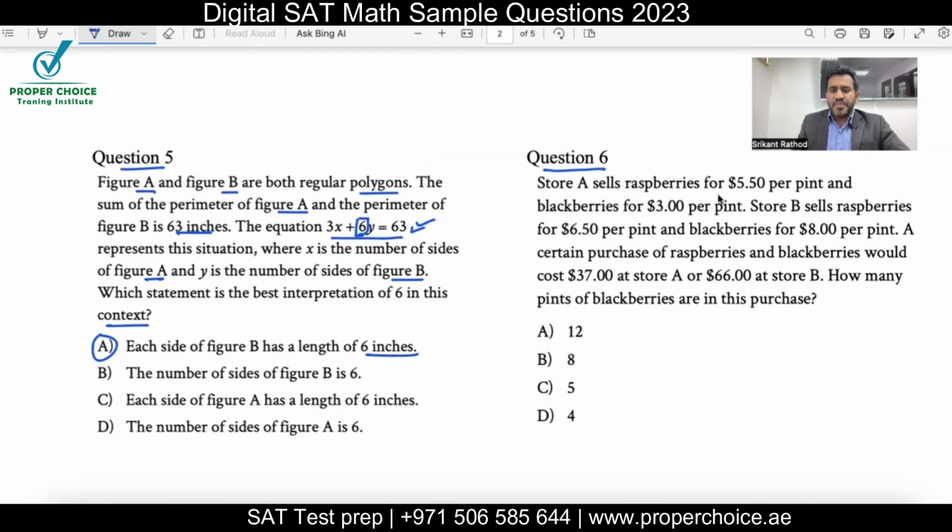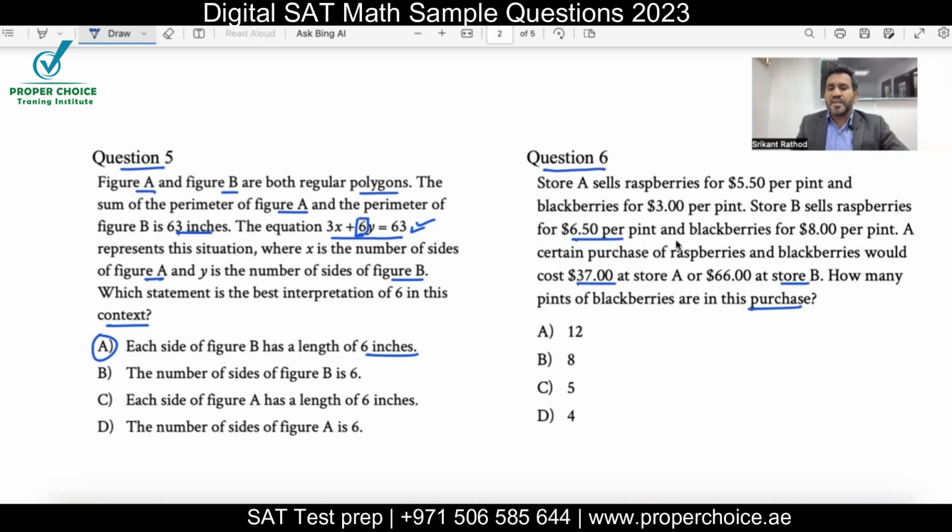Store A sells raspberries for $5.5 per pint and blackberries for $3 per pint. Store B sells raspberries for $6.5 per pint and blackberries for $8 per pint. A certain purchase of raspberries and blackberries would cost $37 at store A and $66 at store B. How many pints of blackberries are there in this purchase? They are purchasing from the two places. How many pints of blackberries are in that? So we have to make a system of equations here.